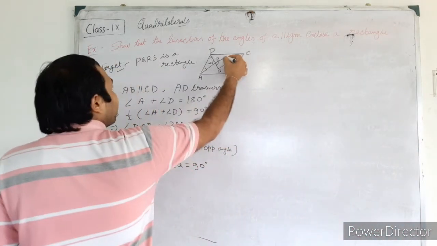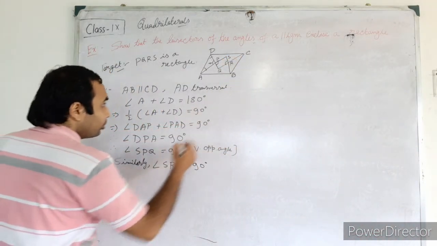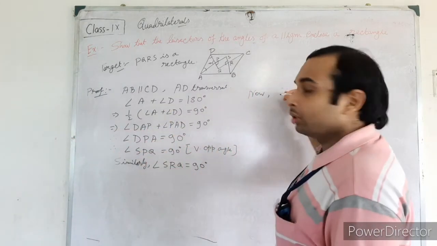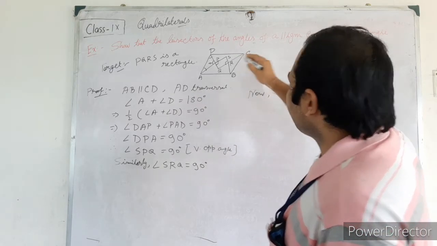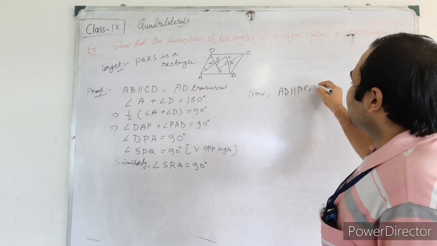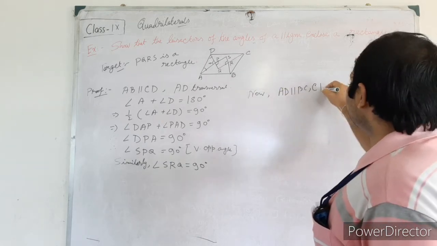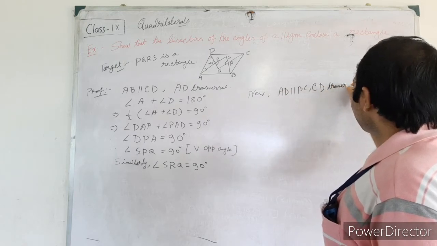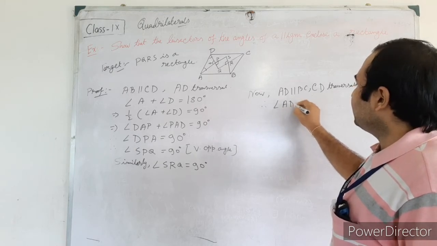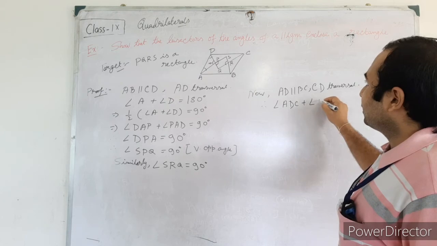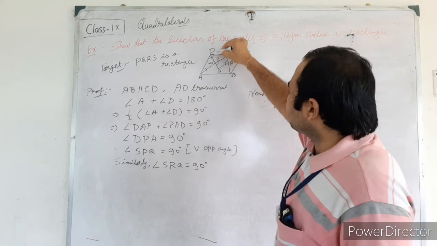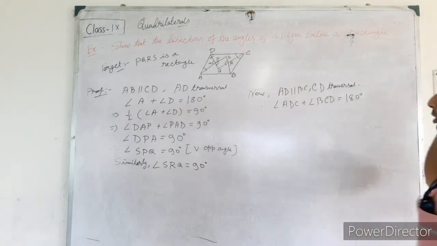Now we will try to prove that those two other angles are also 90 degrees. So now let us take AD parallel to BC, with CD as the transversal. So similarly, angle ADC plus angle BCD is equal to 180 degrees. Those two angles add up to 180 degrees.